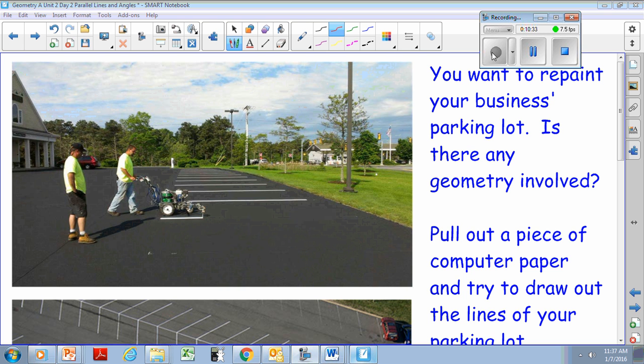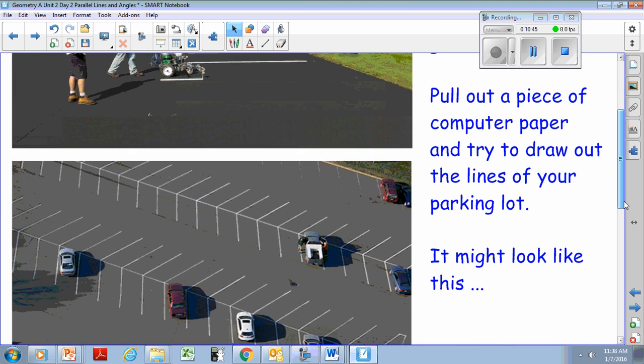Pull out a piece of paper, just if there's space on the bottom, and try to draw out the lines of your parking lot. In other words, if you were making a parking lot for your business, what would it look like? Go ahead and do that, please. I'm going to take a few seconds.